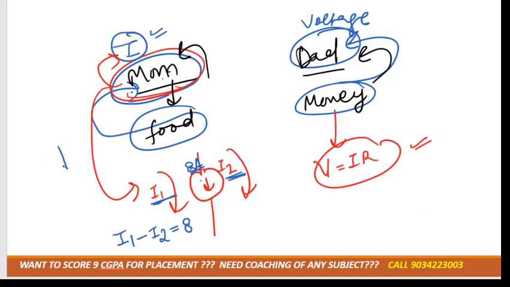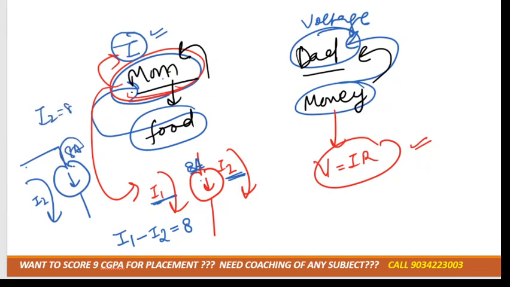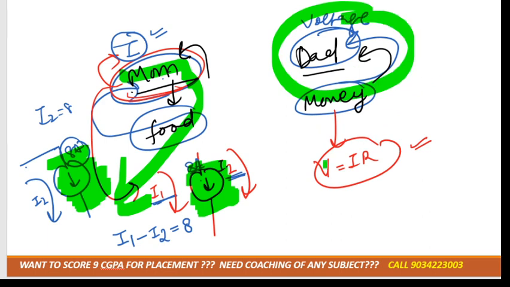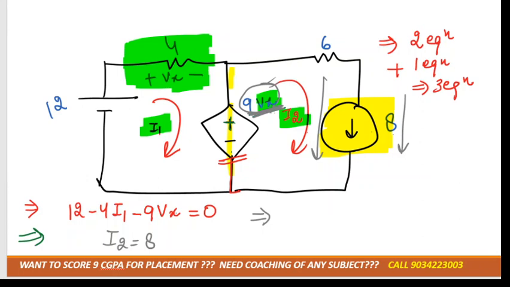That is it. And if your mom is present in the corner branch, then we can directly write down I2 is equal to 8 ampere. That depends on the question. If it is in the middle branch, there is a flow of two currents. If it is in the corner branch, then there is a flow of a single current. Okay, for mom, you can calculate the equation directly from the current source, but for dad you always have to use Ohm's law.